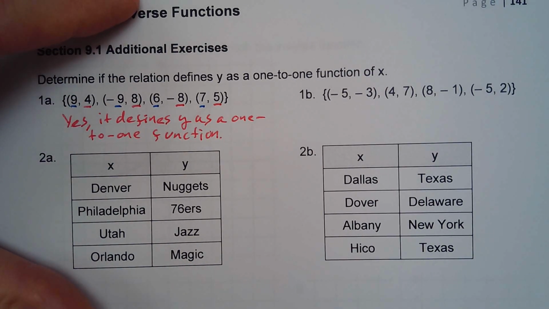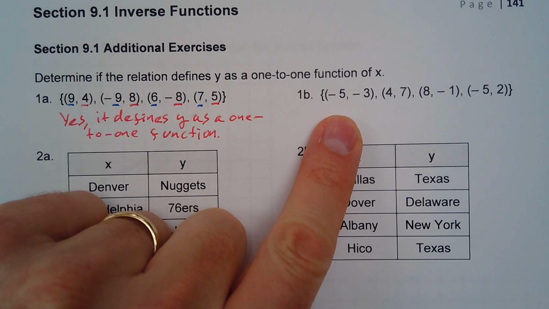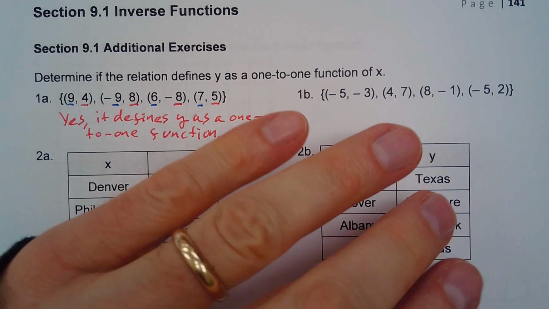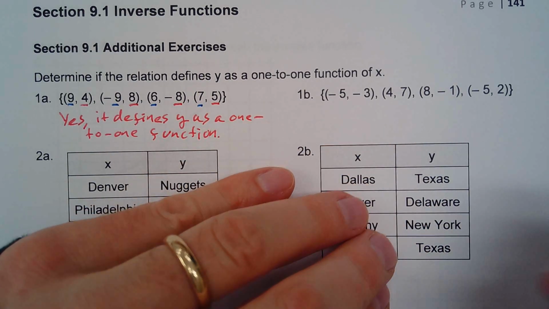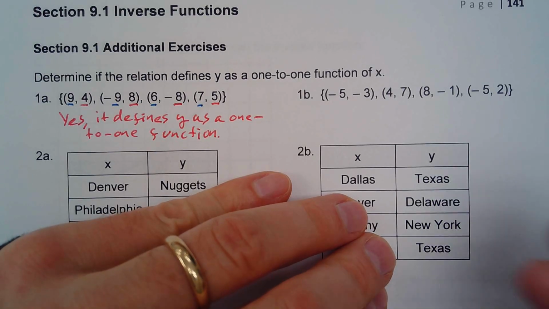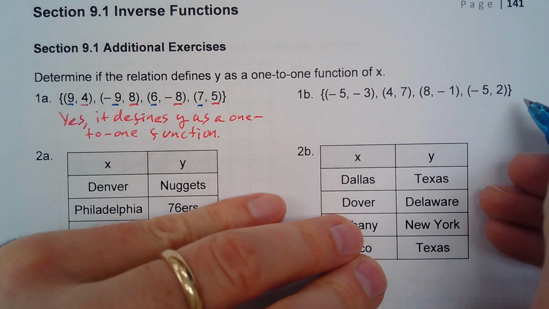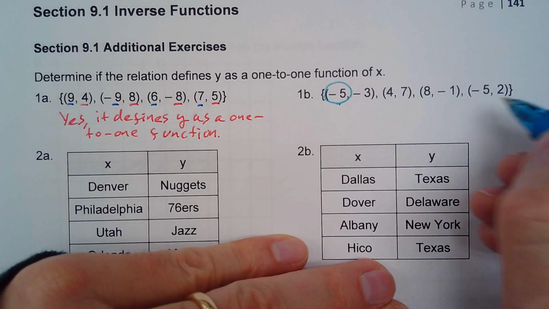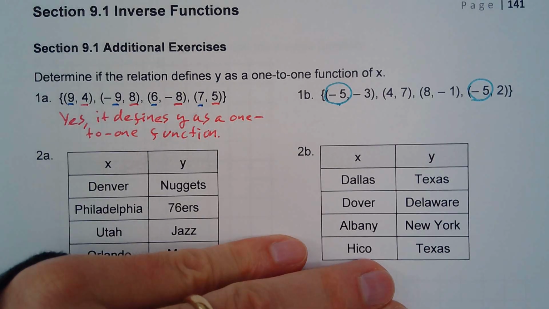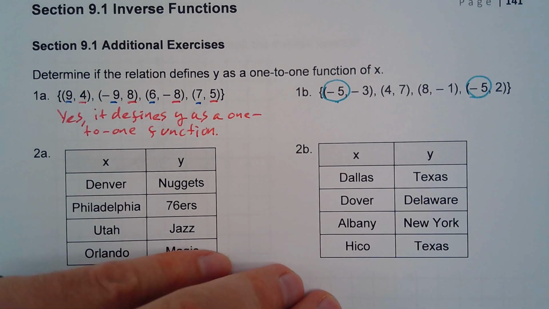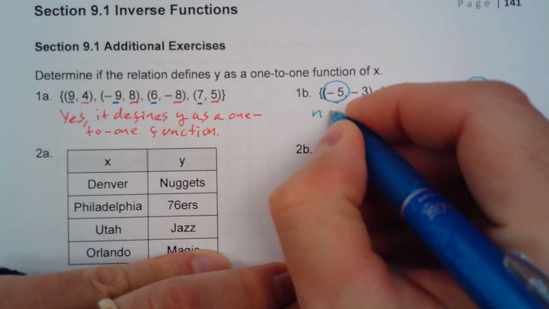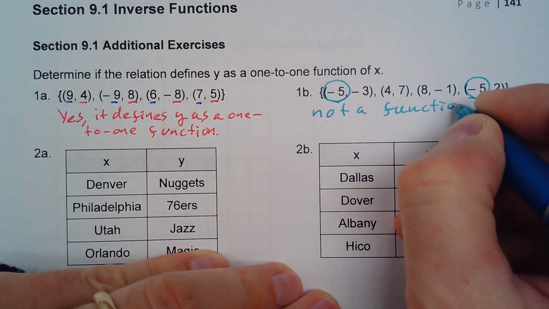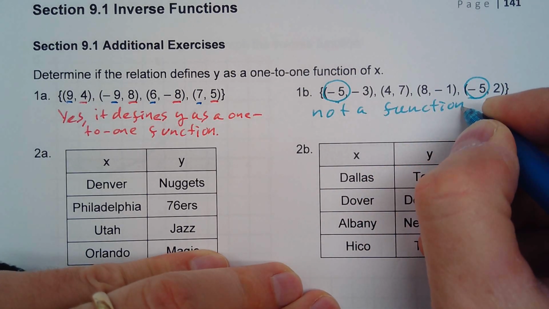All right, let's look at 1b. And remember, we have to first check it's a function. Notice in b, even though you might say, hey, all the y values are different, we're in trouble with the x values. This is not even a function. So it's certainly not a one-to-one function.